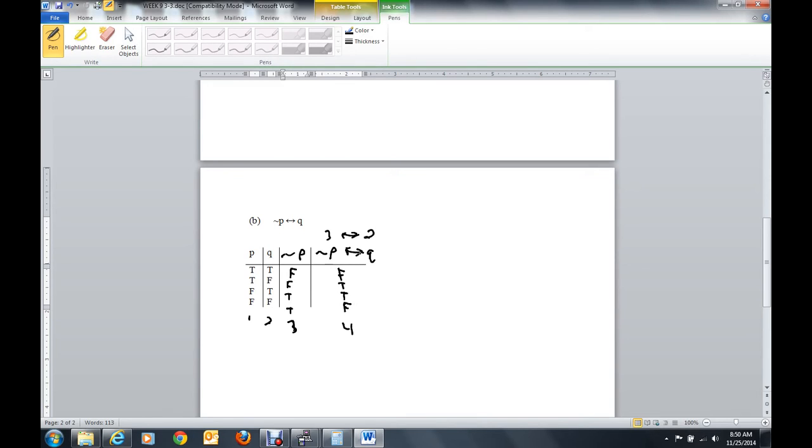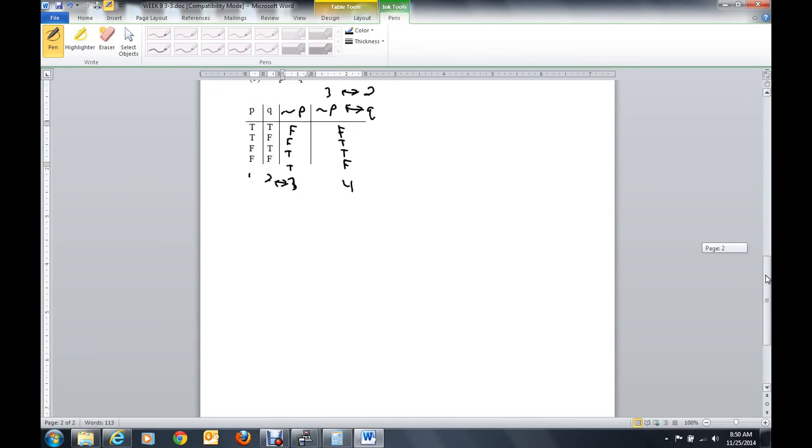Once again, when you're doing the if and only if, it is true if they're both true or both false. So false false is a true statement. True true is also a true statement. Otherwise it's false. And that's it.